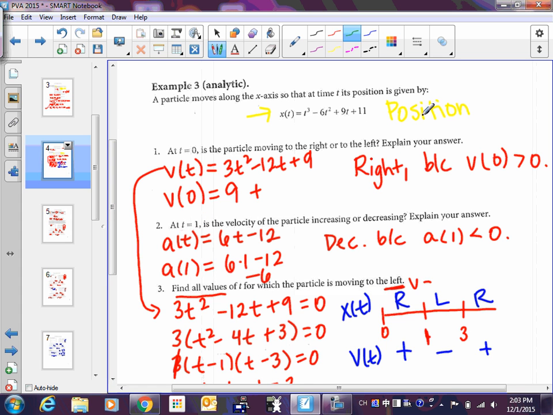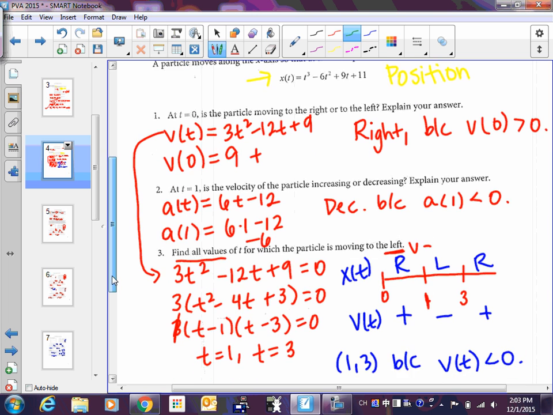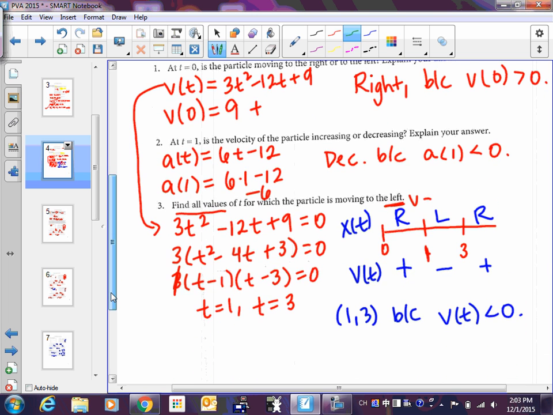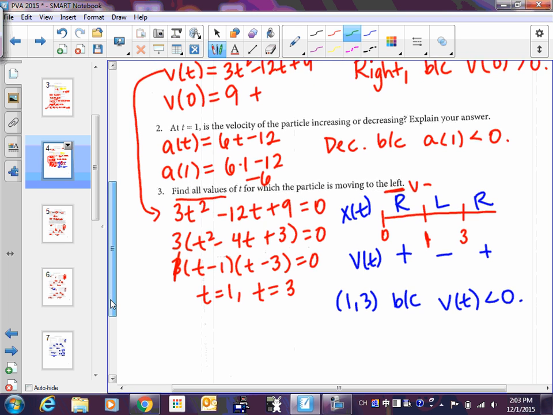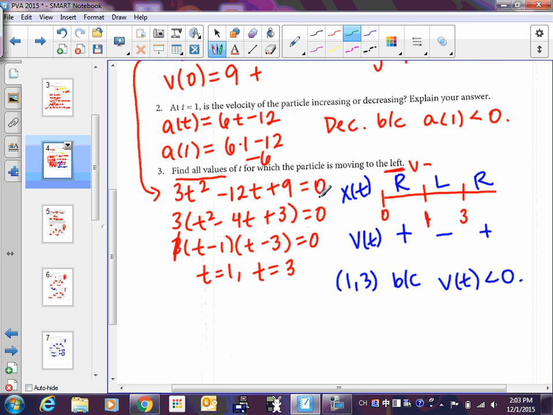So we started off with a position equation, and we were asked about moving to the left or to the right, so we had to find velocity. All right, we evaluated the velocity. We did that problem. Then it talked about, is the velocity increasing or decreasing? That was when we found acceleration, and we went on. And then the last thing that we talked about yesterday was find all the values for t for which the particle is moving to the left. So then we had to take our velocity, set it equal to 0, and do a sign chart. Okay, and that was the last thing that we did.